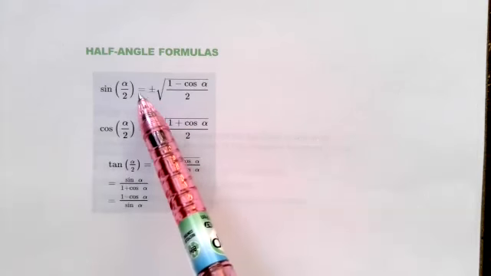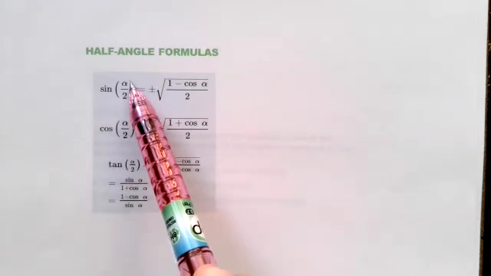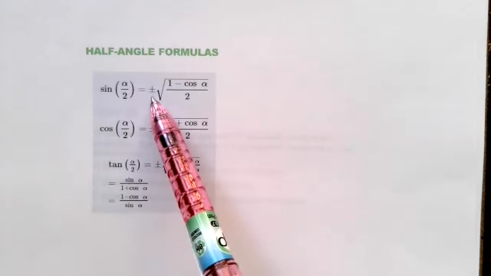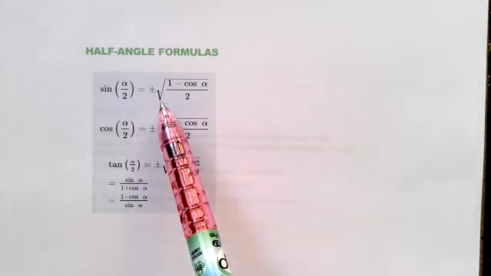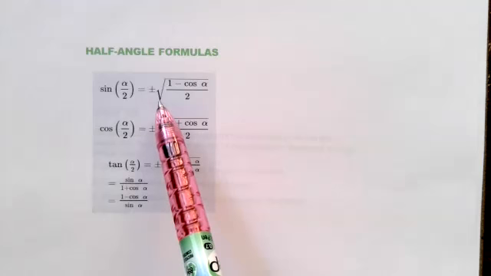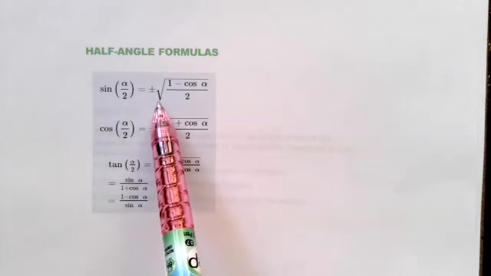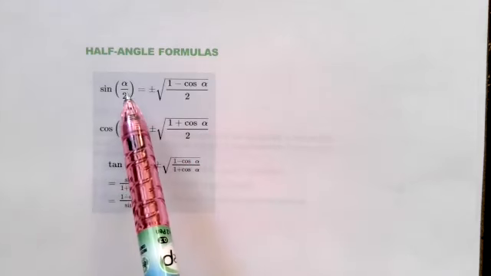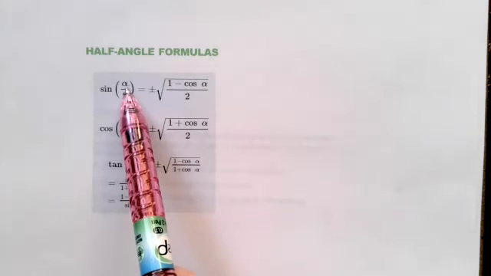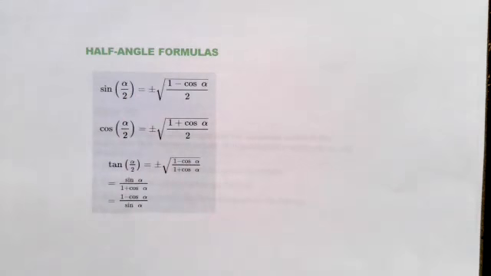And it doesn't matter that, for example, for sine of alpha over 2, we're going to have two signs, one positive, one negative. No, that's not what that means. That means that you would have to choose either the positive or the negative sign, depending on the quadrant in which alpha over 2 is going to lie.